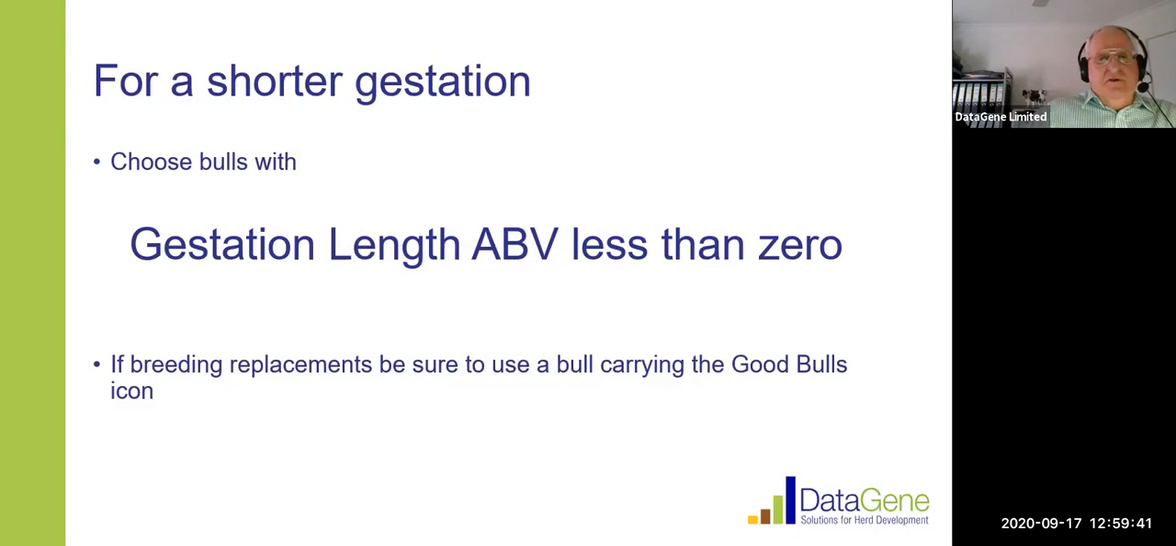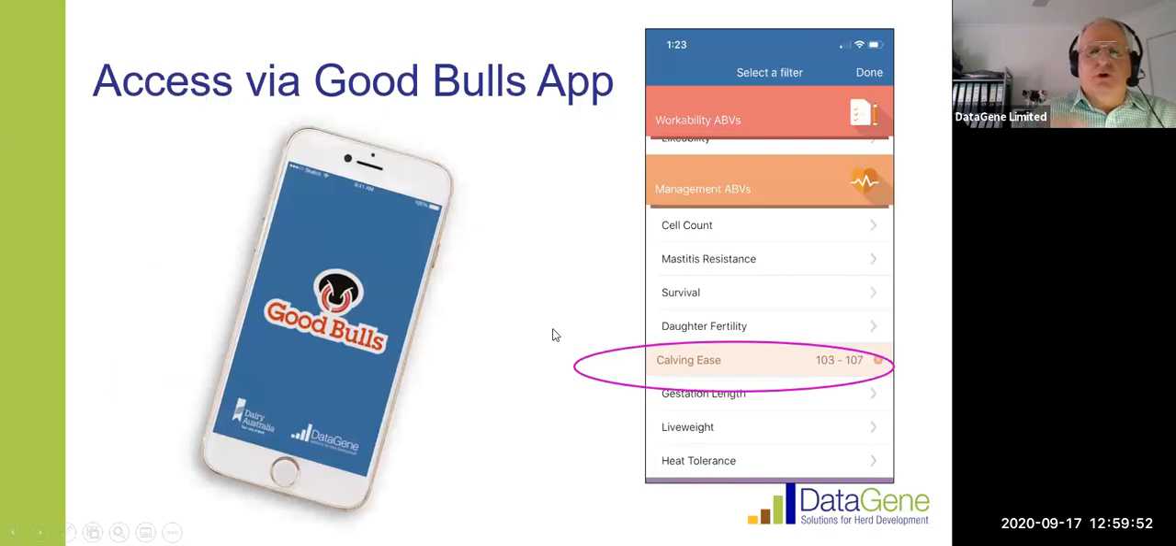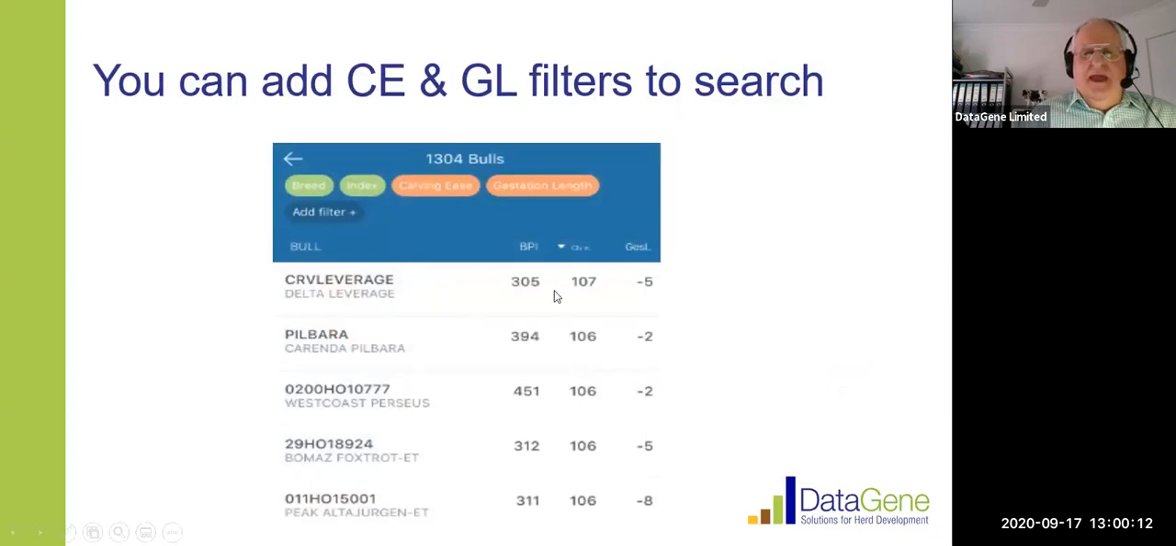So in summary, if you're looking for gestation length, you'd be looking for bulls less than 0. So bulls that have got a negative number, so negative days. And a great tool to be able to do that is our Good Bulls app. So we have our app, which you can download from the App Store or Google Play, and you can add a filter, or you can add multiple filters, but you can put calving ease in as a filter. And what I've done there, so we've got our Holstein bulls, I've been able to add calving ease, this column here, as another selection, and gestation length. And what you can do with the filters is independently select different cutoff points for each of those.